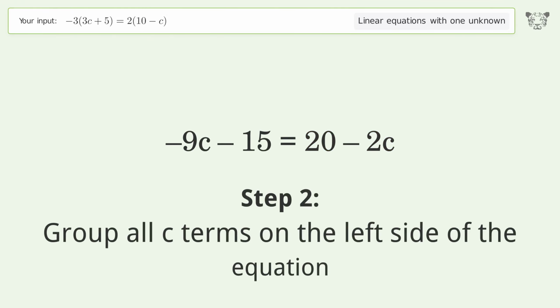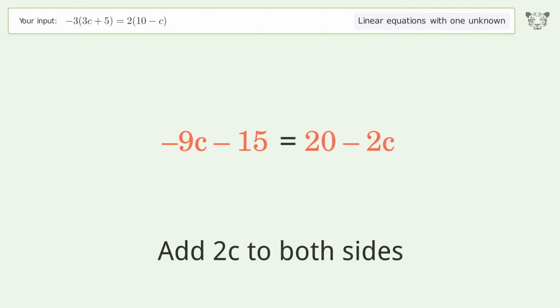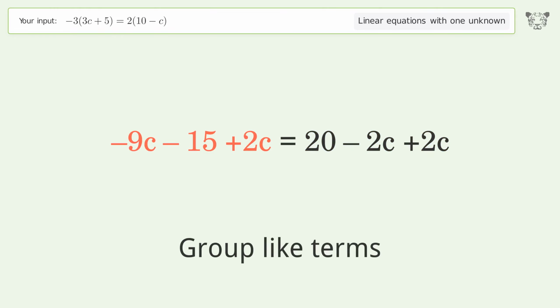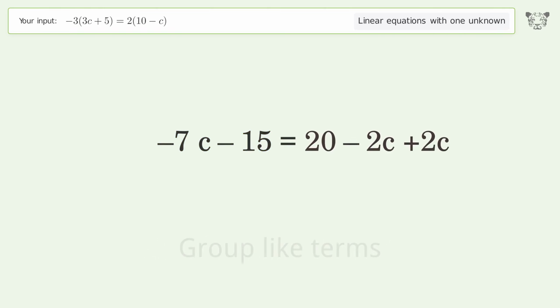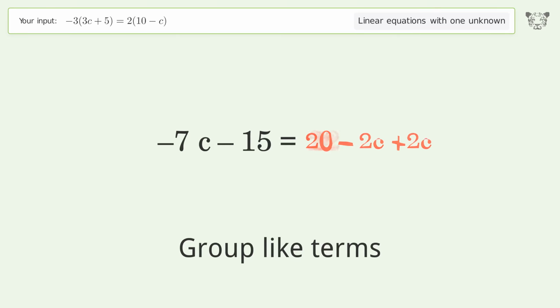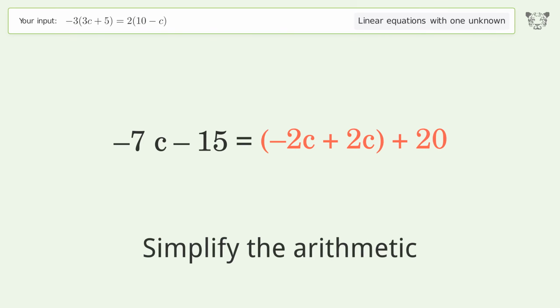Group all c terms on the left side of the equation. Add 2c to both sides. Group like terms. Simplify the arithmetic. Group like terms. Simplify the arithmetic.